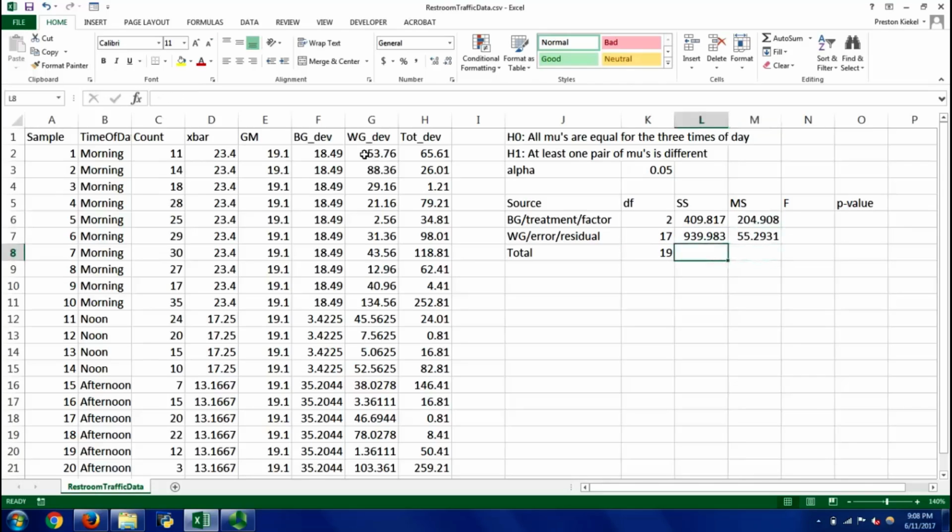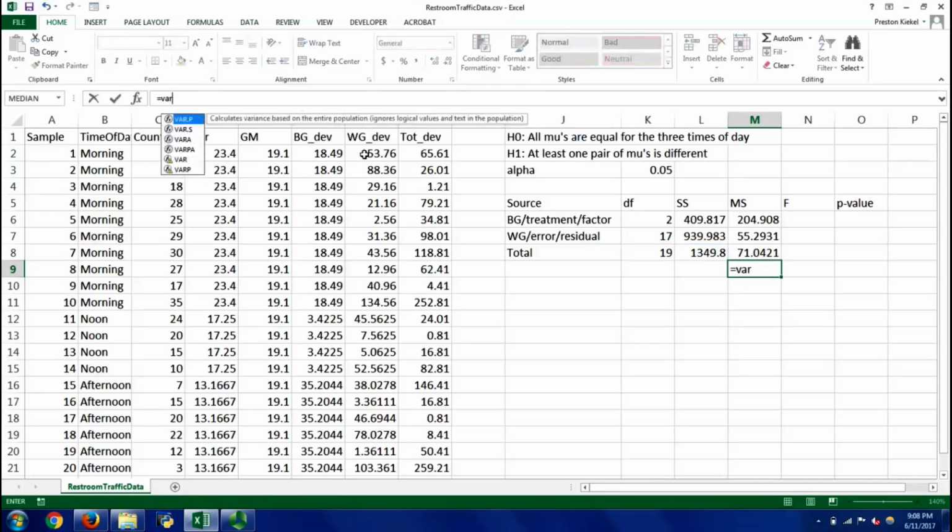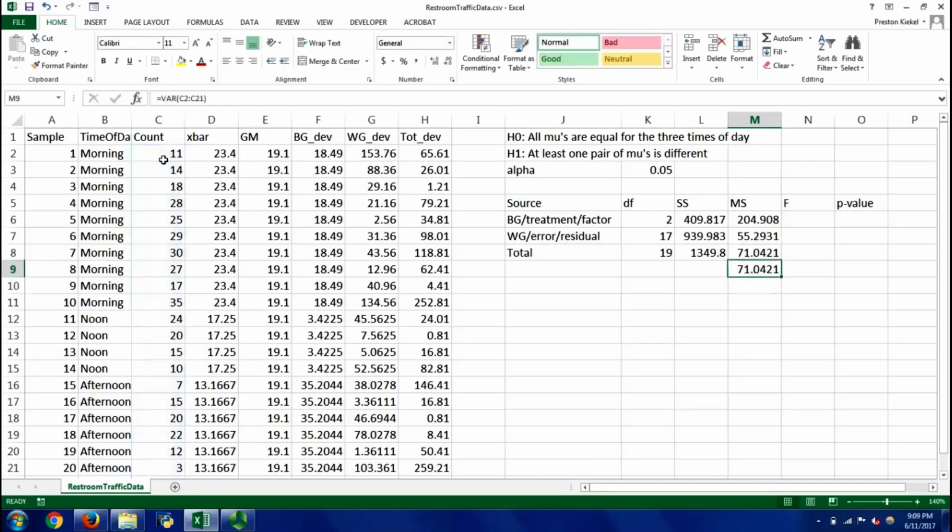Before we move on, I want to show you that this is a true additive partition. Okay, so I'm going to sum the total squared deviation. And there it is, 1349.8 equals 939 plus 409. And you'll notice that this literally adds up. It's a literal additive partition. If I wanted, I can compute the total variance equals the sum of squares over the degrees of freedom. And that would give me the same result I would get if I used equals VAR, the variance of the individual values. Notice it's the same exact number.